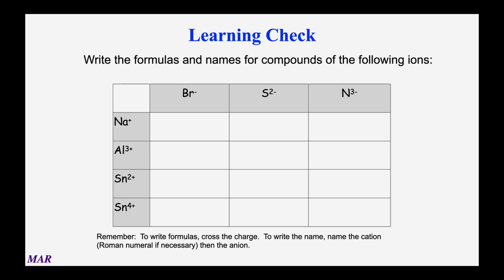Sodium and bromide ions would come together to make NaBr, and you'd have sodium bromide. And then aluminum, the next one down, and bromide would be AlBr3, aluminum bromide. The next one, SnBr2, would be the formula for tin-2 bromide. And the last one on that column would be tin-4 bromide.